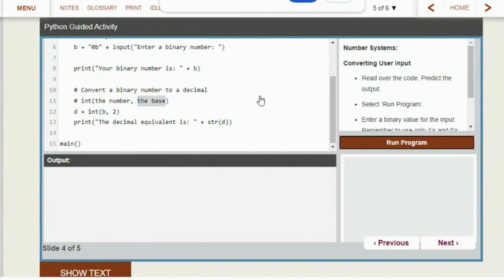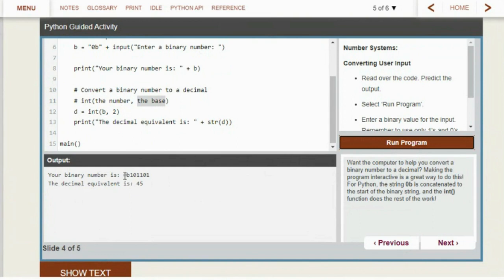So let's run this. Enter a binary number. 101101. Okay. So it's 0b101101, which is 45. So a nice way to figure out what in the world this is as a decimal number. It's 45. Want the computer to help you convert a binary to decimal? Making the program interactive is a great way to do this. So we just added the input statement. Instead of assigning a value, we added the input. So we could put whatever number we want. 111111110. Okay, that's 510.